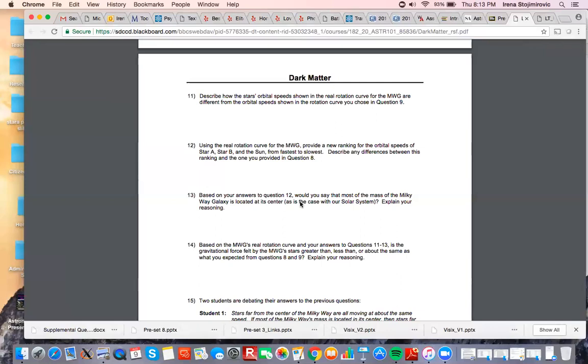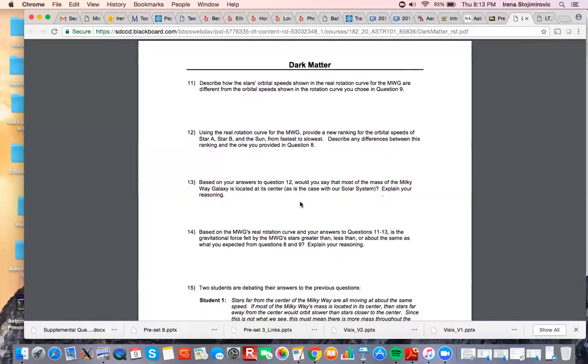So then what does that imply for question 13? Based on your answer in question 12, would you say that most of the mass of the Milky Way galaxy is located at the center, as in the case of our solar system? Explain your answer and reasoning. Most of the mass is not located in the center. It has to be evenly distributed in between each of the locations which the stars were located at, and probably even more on the outside edge. Yes, very good. So how I would say that, the mass doesn't appear to be located at the center, because we can see that there is more gravity that stars are feeling, that's what we would expect, and that's reflected in the higher speed. So most of the mass is not in the center, but there is more mass beyond that bulge than what we expected.